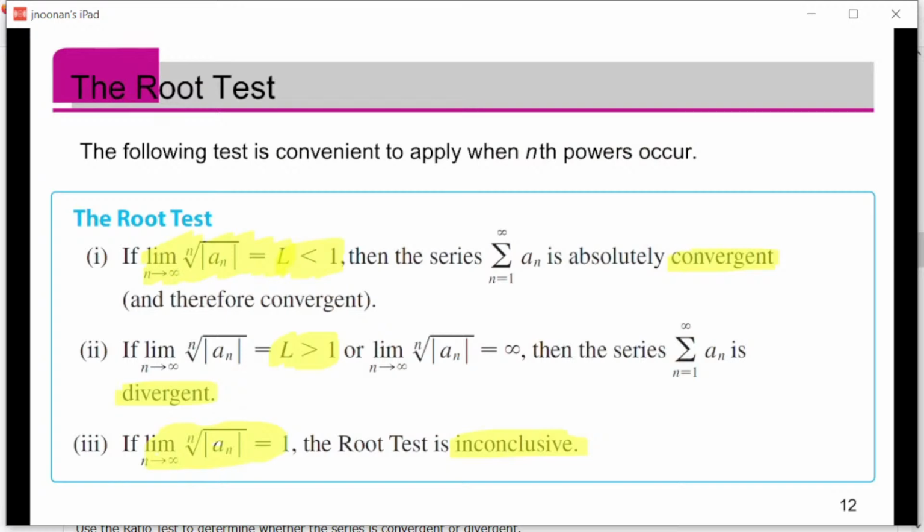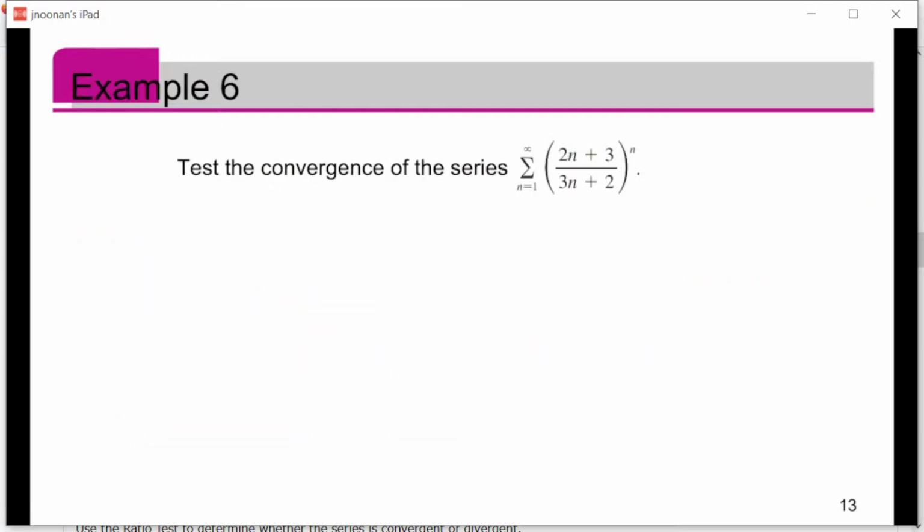So all that's left is to take a look at a couple examples and then preview the homework, although we've been previewing the homework. So take a look at this nightmare. How would you test this series for convergence? Ratio test would be horrific, but the root test, I can do that really quickly.